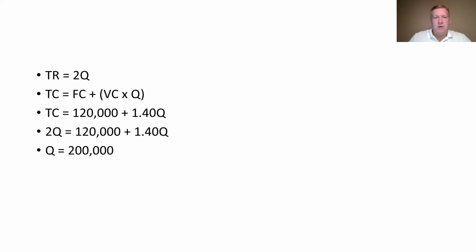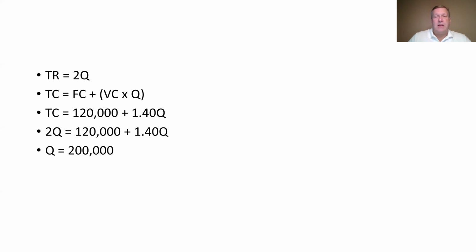And from there, it's just very simple math. Isolate the Q, subtract the 1.4Q from both sides. You end up with 0.6Q equals $120,000. Isolate the Q, you divide both sides by 0.6, you end up with Q equals 200,000.